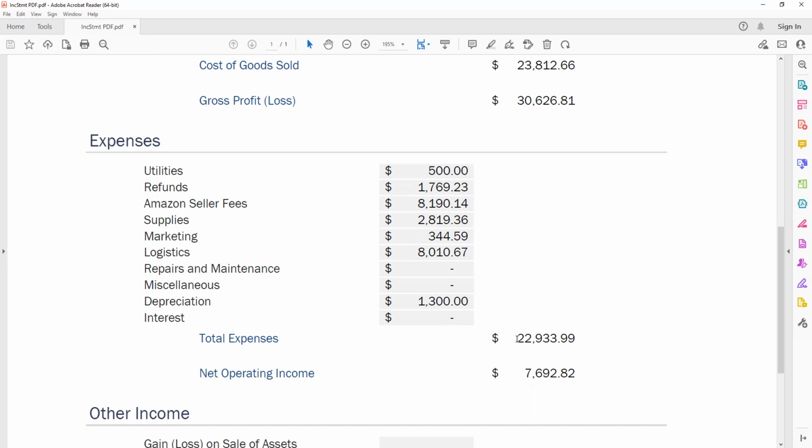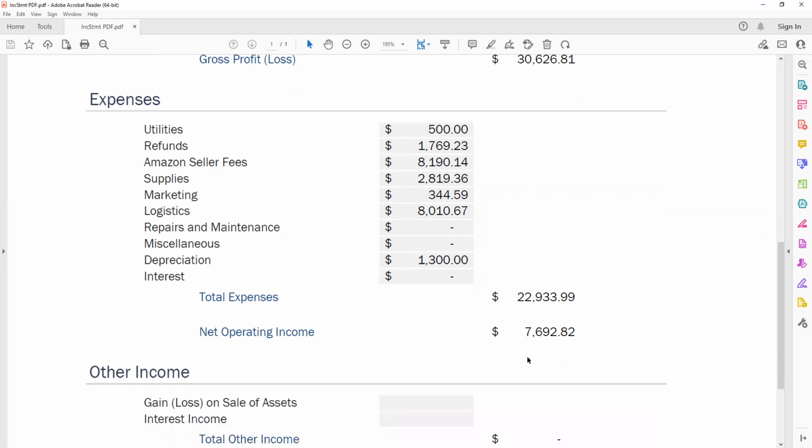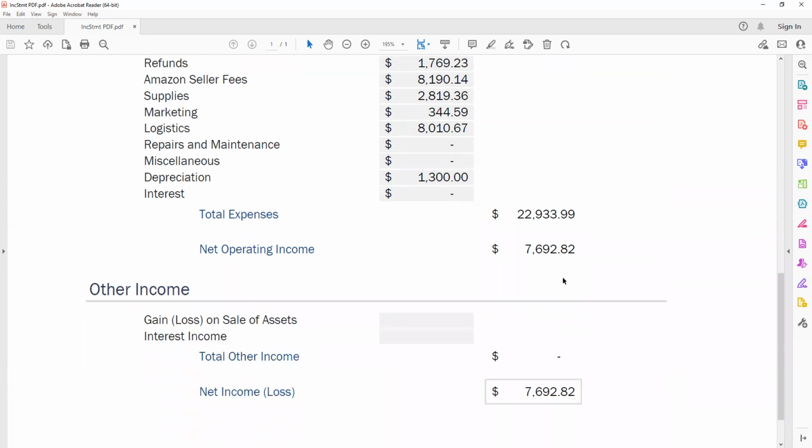And that totals up to $22,933.99. Once you subtract the total expenses from that gross profit, that's when we get our net operating income. Okay. From that point, we can go to this other income section, right?